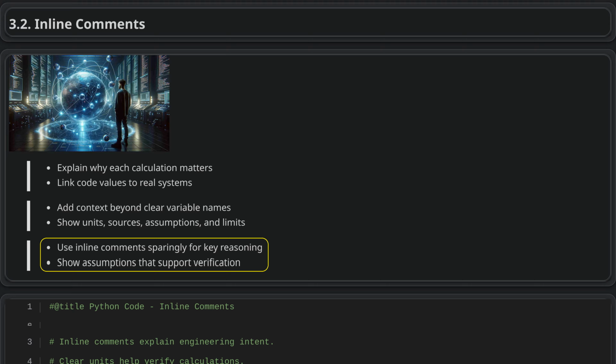Use inline comments sparingly so code stays readable and uncluttered. The most useful comments explain non-obvious decisions, assumptions, constraints, or reasoning behind calculations. In engineering work, they can mark test points, calibration factors, conservative estimates, or temporary troubleshooting values. Good comments support the process by making the code clearer and more trustworthy.